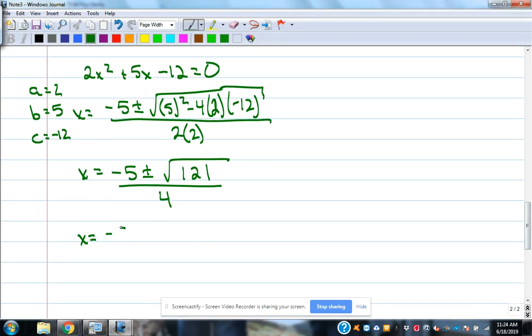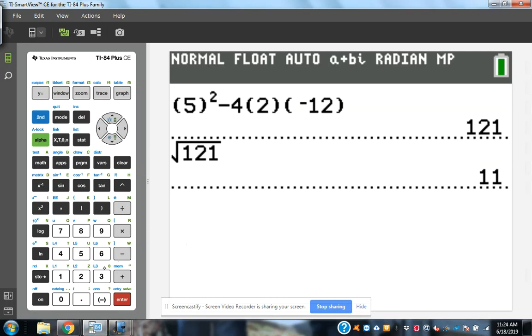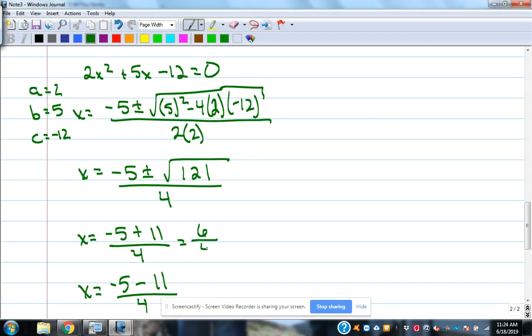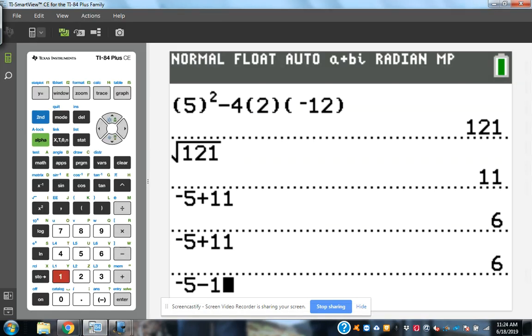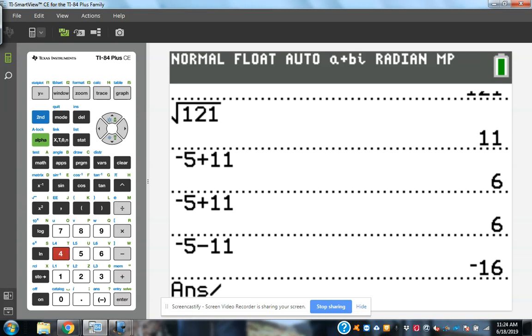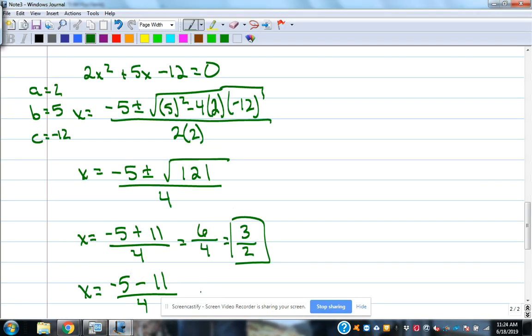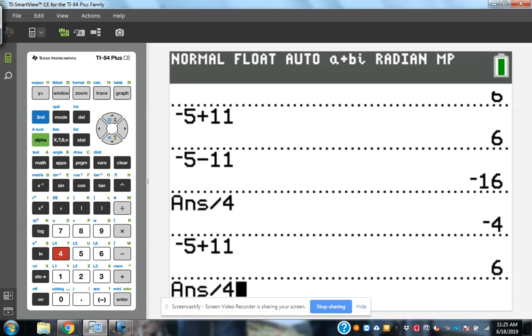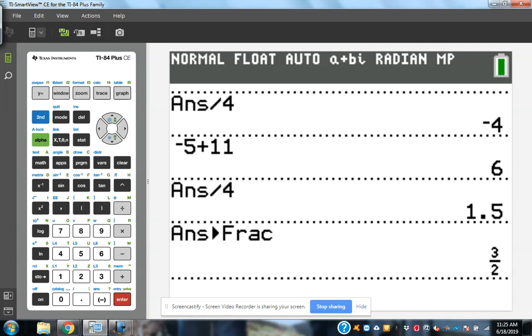So I have negative 5 plus 11 over 4, and negative 5 minus 11 over 4. So negative 5 plus 11 is 6, divided by 4. I'm going to reduce that fraction. 2 goes into both of those: 3 over 2. Okay. And then negative 5 minus 11 over 4 happens to be negative 4. Works out nice, that one. If you did the other one with the calculator, negative 5 plus 11 and then divided by 4, it's going to give me a decimal, and I can hit math, enter, to get it back to a fraction.